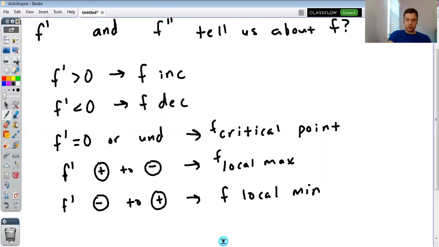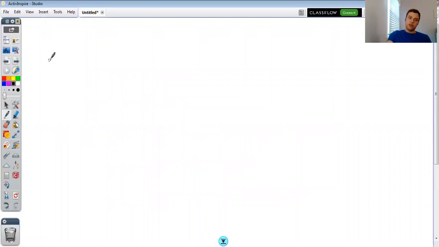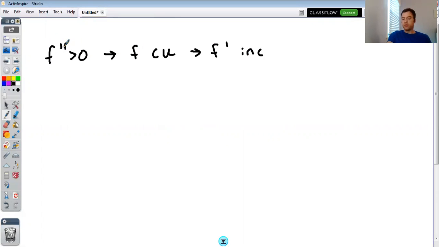Okay, so what about the second derivative? And I'm going to do an extra connection here. So let's start with positive. If f double prime is positive, the first thing this tells you is that f is concave up. And it also tells you that f prime would have a positive slope. If the second derivative is the derivative of f prime and it's positive, then f prime is increasing. If the second derivative is negative, this tells us that f is concave down and f prime is decreasing.